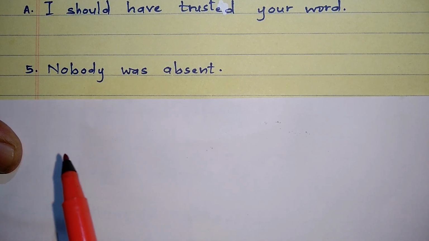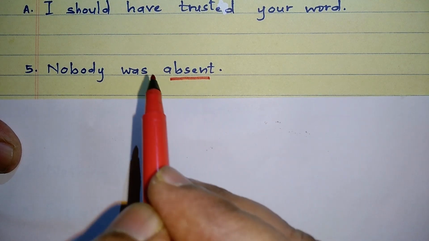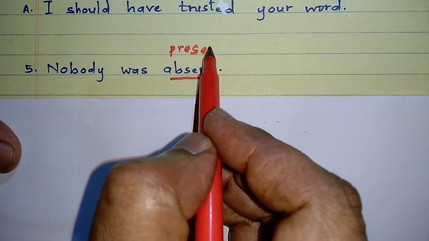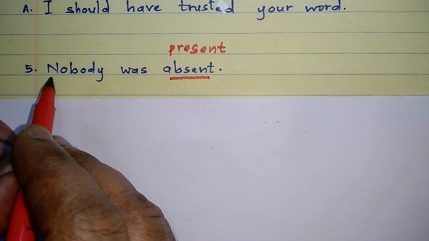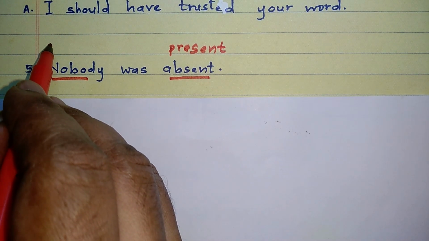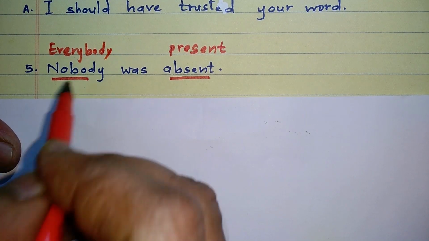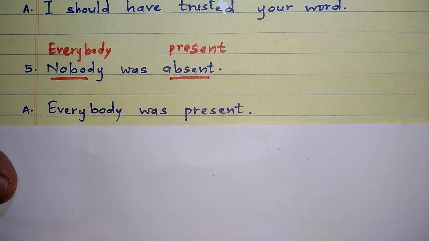Nobody was absent. Here the keyword is absent. So the antonym of absent is present. और यहां पर no निकाल देना है, यानी nobody will be replaced with everybody. So our answer is everybody was present.